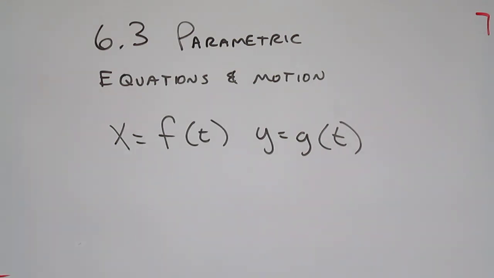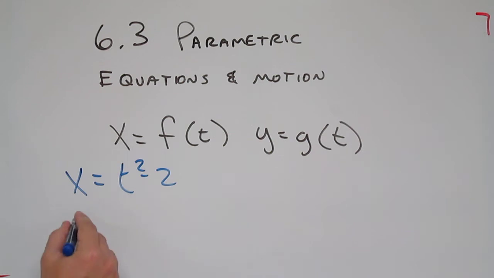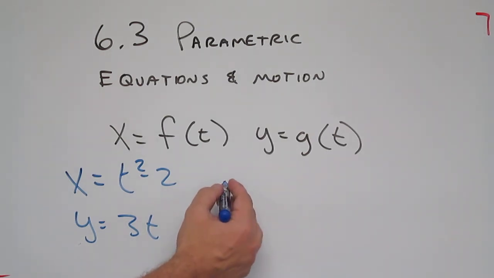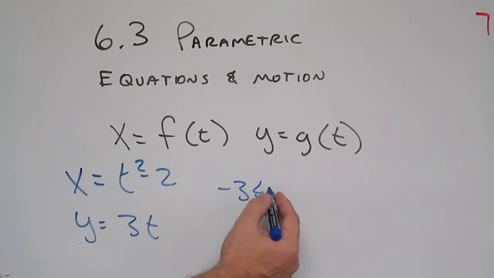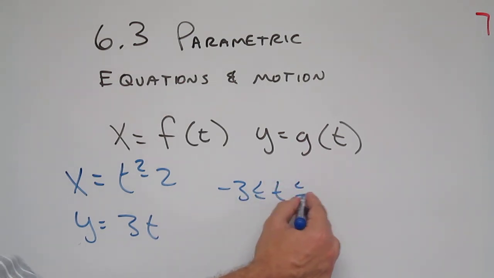And so, for example, if you look in the book at the bottom of page 522, they tell you that x is equal to t squared minus 2 and y is equal to 3t. And then they give you some limitations on the parameter. They say that t is between -3 and 1.